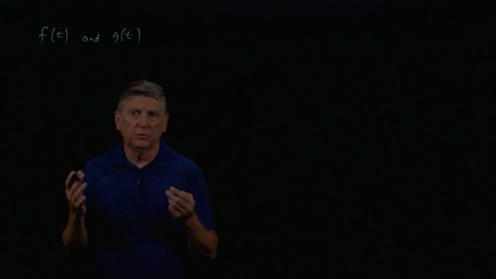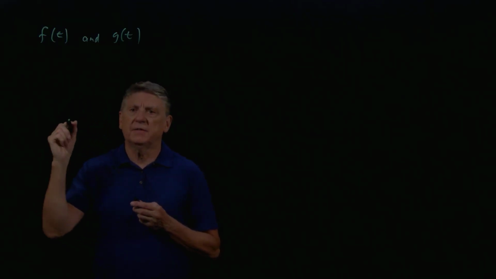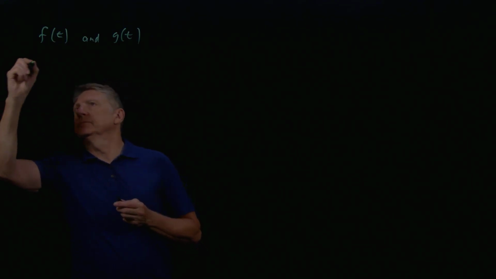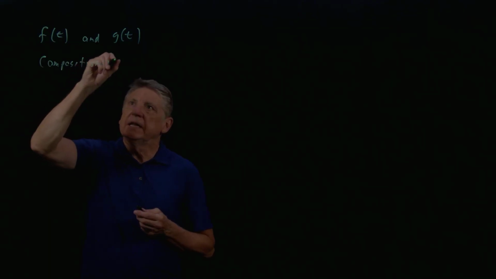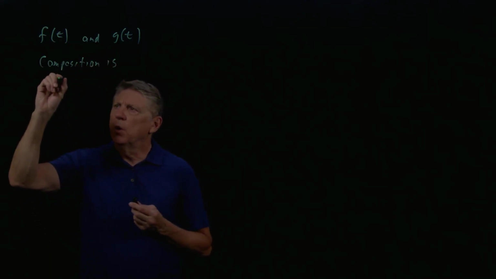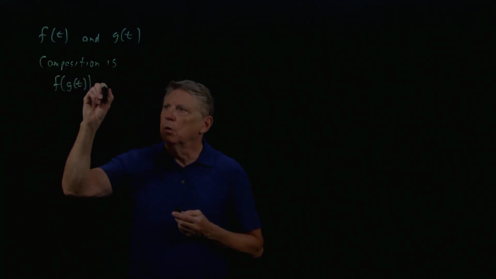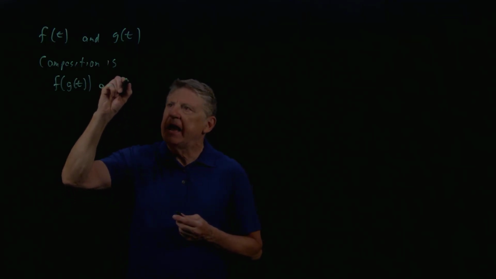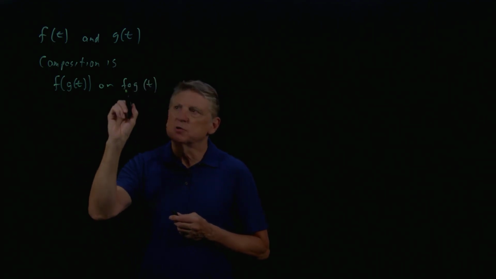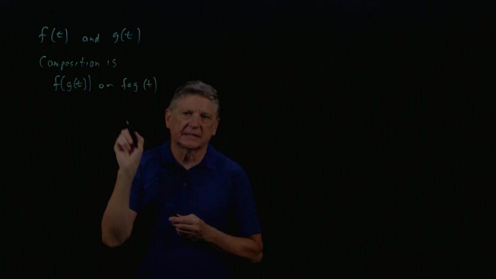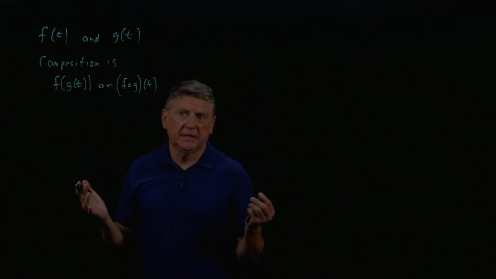So when we compose functions, what it means is we take the output of one and make that the argument of the other. So the composition is written in two ways. One is we could write f of g of t, or we could write f compose g of t. And some authors will just leave this composition as this little open circle, and some will put a big parenthesis around it, and it really doesn't matter.